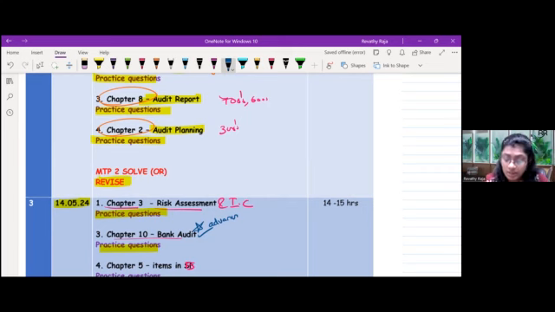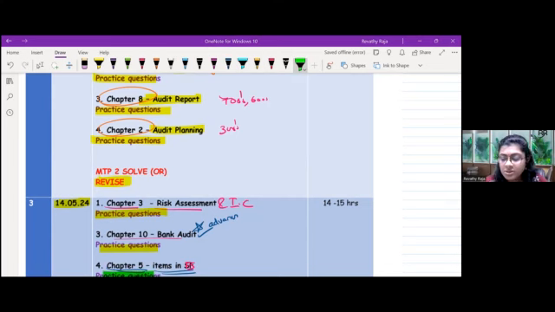Right? Then go with chapter number 5. What is chapter number 5? Audit of items in FS. As I said, don't stress out yourself. Go with the assertion, disclosure requirement, have a proper list for that. And make sure that you go through the practice questions in ICAI material.